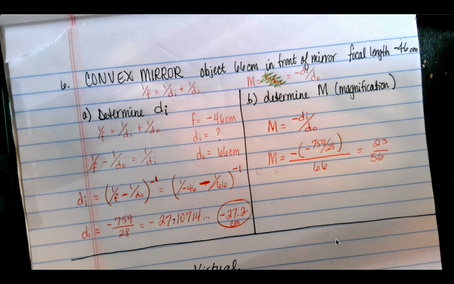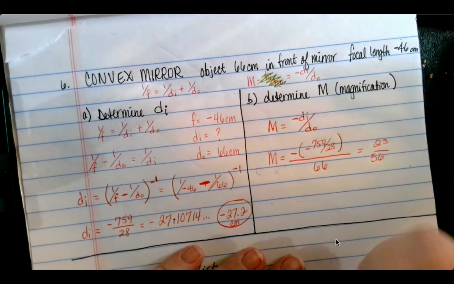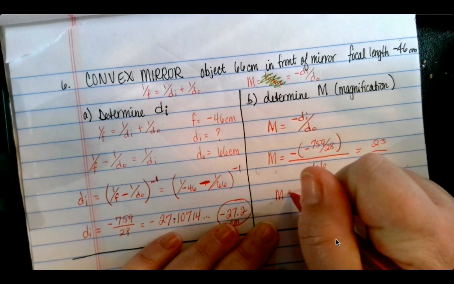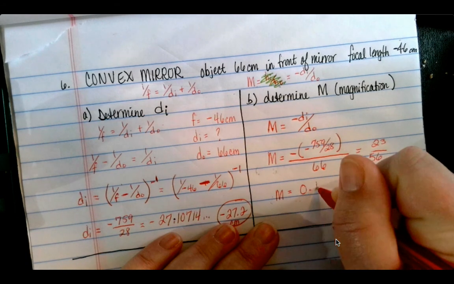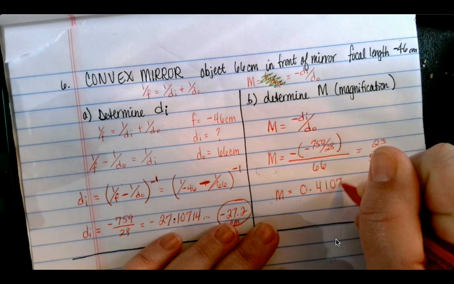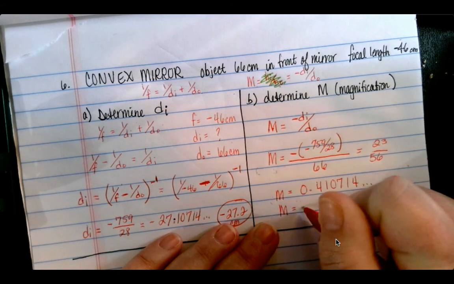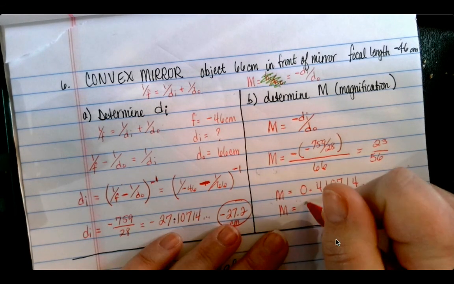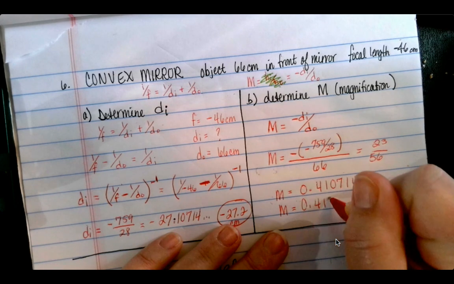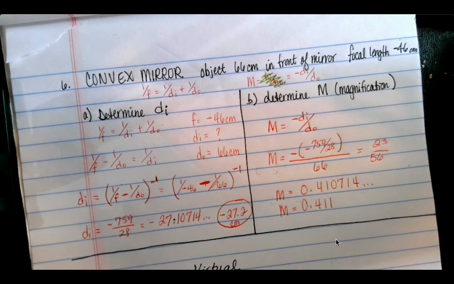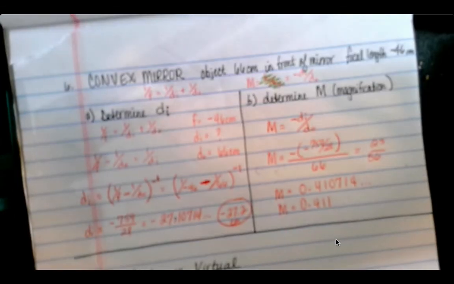And when I evaluate that, I get that the magnification is 0.41071, and the magnification to three significant figures would be 0.411. Now, using only this information and what it's telling us, I'm going to answer the next three problems before I start in on my actual ray diagram.